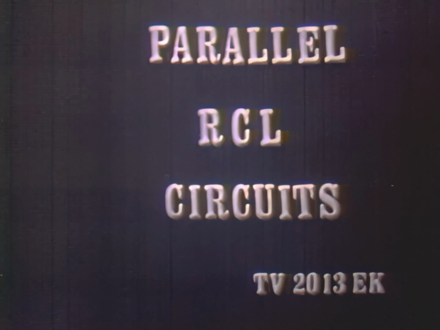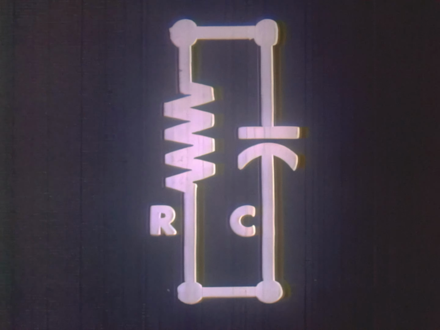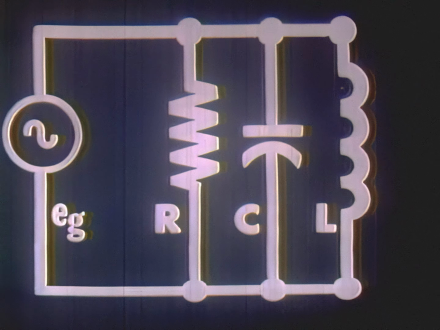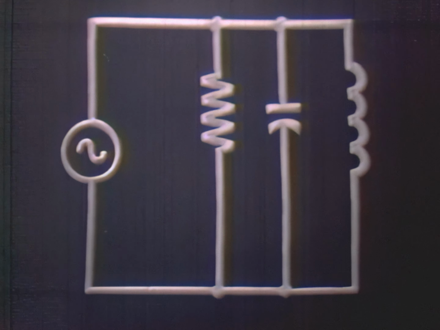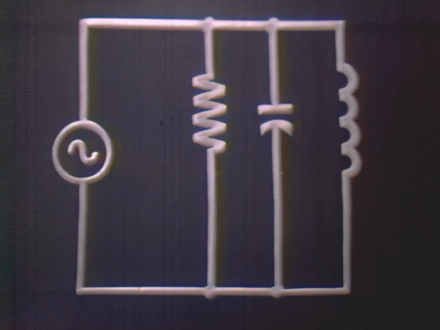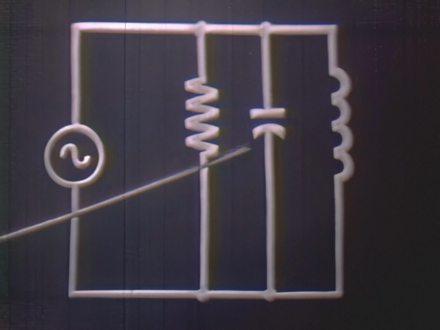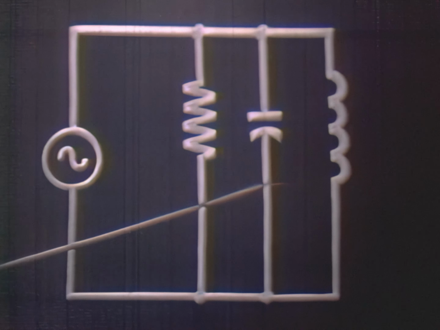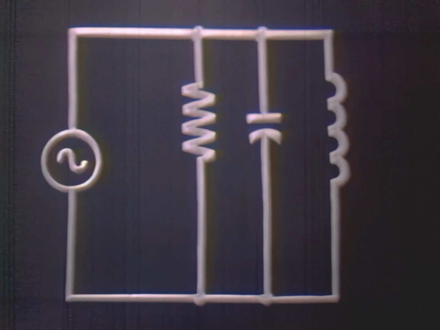Parallel RCL circuits. As the title implies, we could take a resistor and a capacitor and an inductor in parallel across a voltage source. Here we have a parallel RCL circuit indeed. Following the rules for any parallel circuit, we know that the voltage across each component is the same as the source voltage. The resistor voltage, the capacitor voltage, and the inductor voltage would be the same as the source voltage because we do have a parallel circuit here.